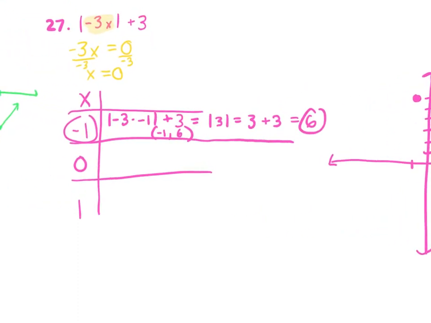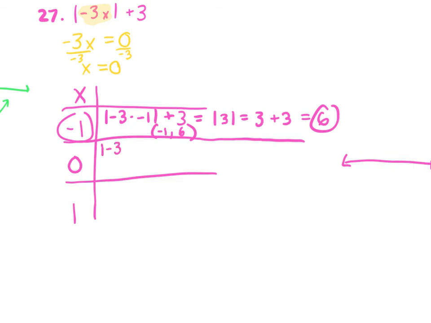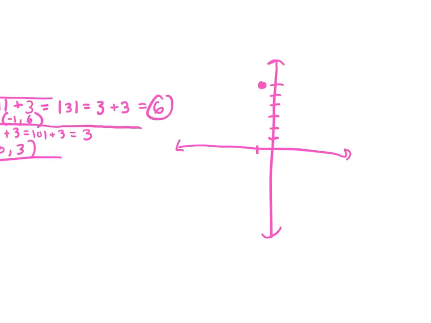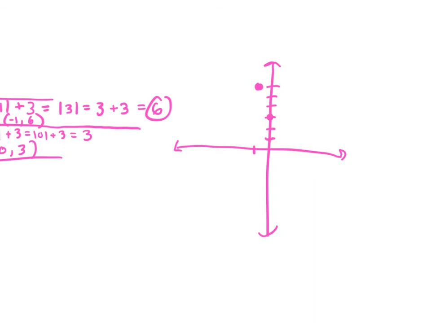Plug in 0. So we have the absolute value of negative 3 times 0 plus 3. What's negative 3 times 0? 0. And the absolute value of 0? Just 0. So then 0 plus 3? What's 0 plus 3? 3. So what's our coordinate point? 0, 3. So we stay on 0 and go up 3.